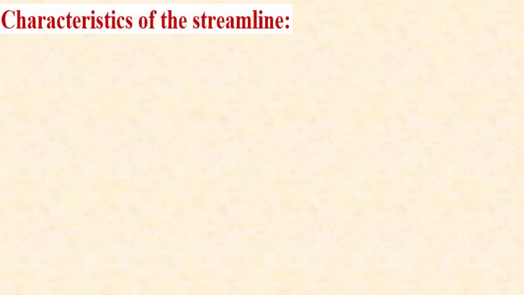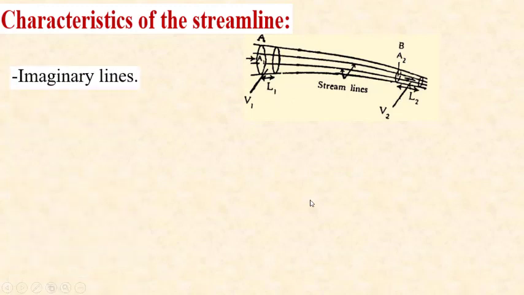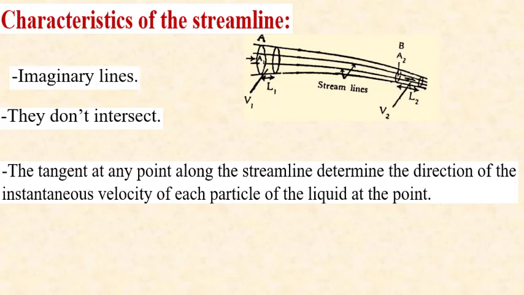Characteristics of the streamlines, as in this figure. Number one, they are imaginary lines, they are not real. Number two, they don't intersect, as they are parallel to each other. The tangent at any point along the streamline determines the direction of the instantaneous velocity of each particle of the liquid at this point.